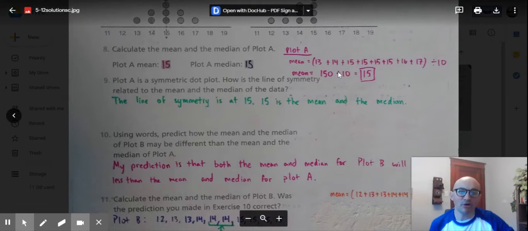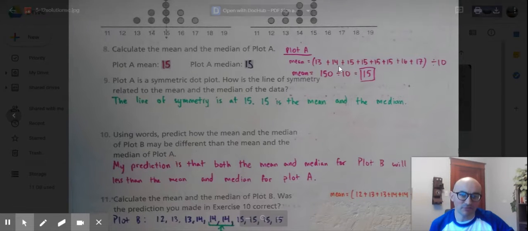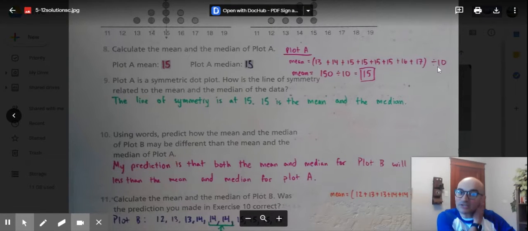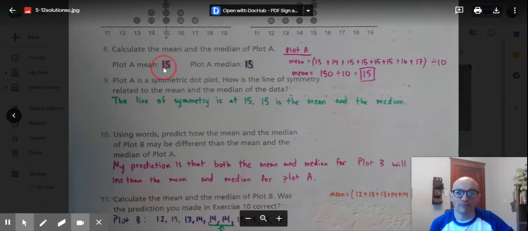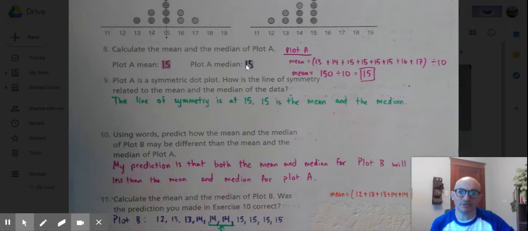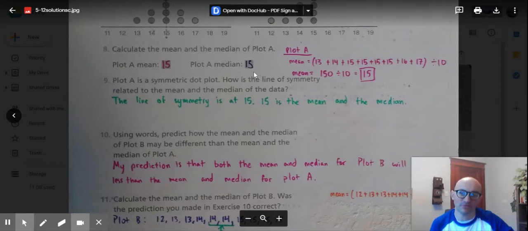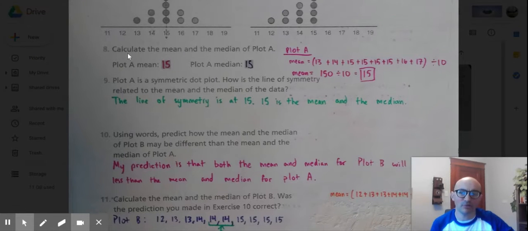And the mean, to calculate the mean, I've done it out here with my pink pen. So remember, I add up all the values in my data set, 13 plus 14 plus 15 plus 15 plus 15 plus 16 plus 17. Add them all together, there are 10 total values, so I divide by 10. When I add them together, I get 150. And then I divide by 10. 150 divided by 10, of course, is 15. So my mean is 15. And as I said earlier, my median, I already found, was 15. Okay? So that's all we have to do for question 8.